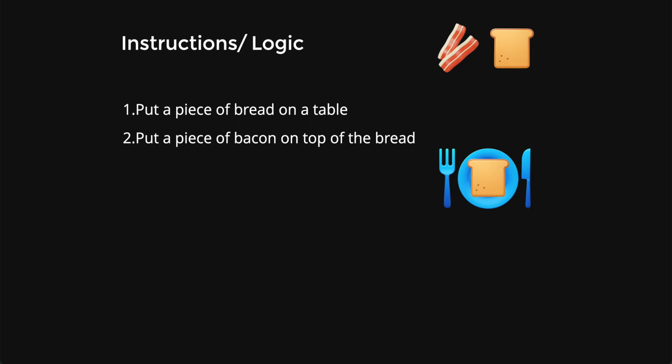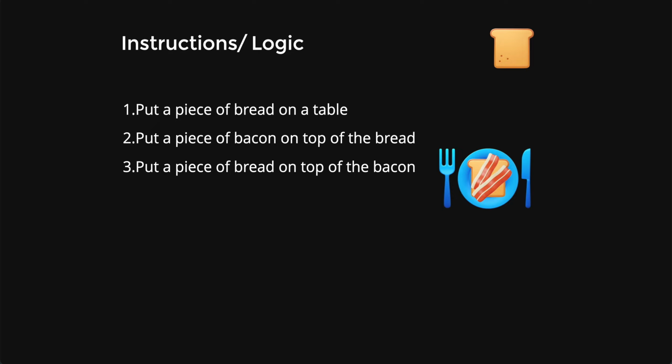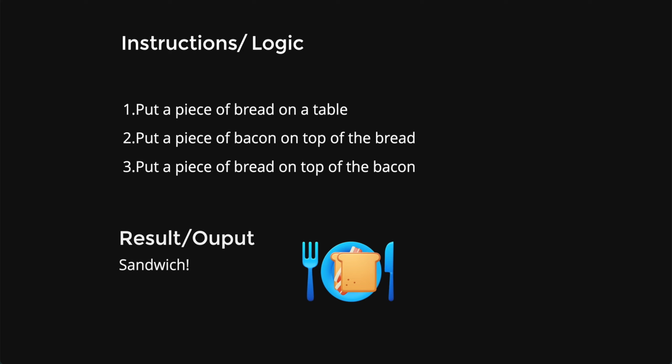Second is to put a piece of bacon on top of the bread. And then the last instruction is to put a piece of bread on top of the bacon. So essentially, this is how we get a sandwich. And this is also the last part of a function, which is the result or output, which is the sandwich.